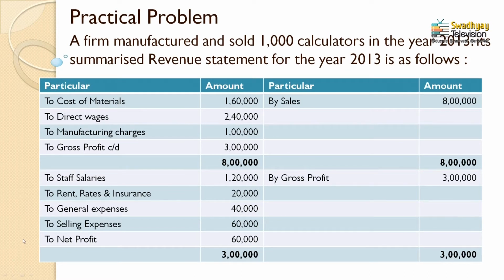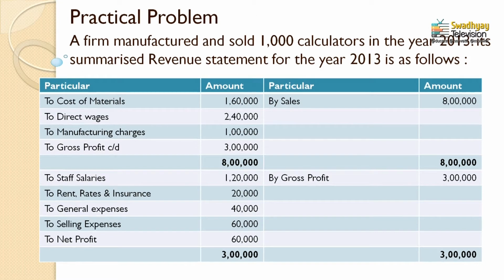On the credit side, that gross profit has been transferred, and if you see on the debit side, you find some other overheads. The overheads are staff salaries, the first item, that is 1,20,000, rent and rates and insurance, that is 20,000, general expenses is 40,000, selling expenses rupees 60,000. At the end we have a certain amount of profit, that is 60,000 rupees. So, in short, this is the question, and in these questions we can easily identify and discriminate the items which are recorded in the respective heads. Now, if you see the first part of the question, that is the cost of material and direct wages, both are recorded in the first part of the cost sheet.